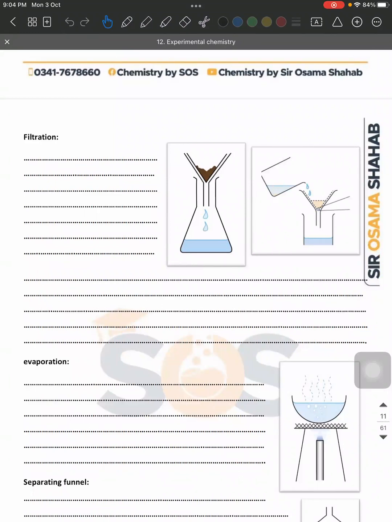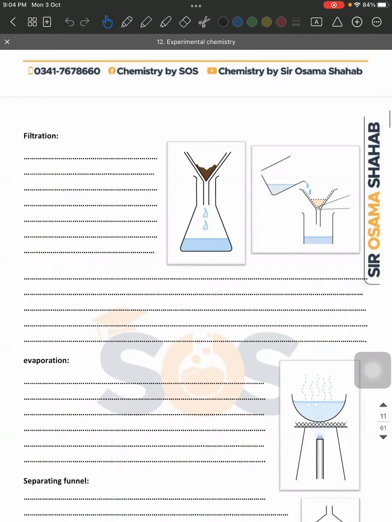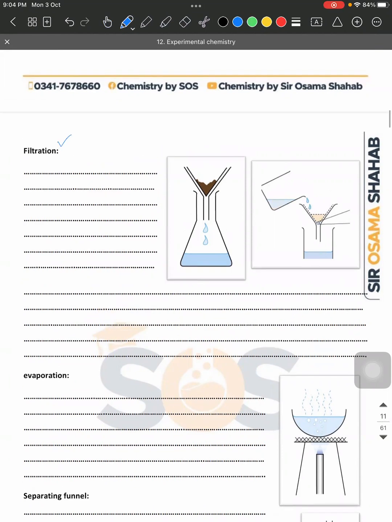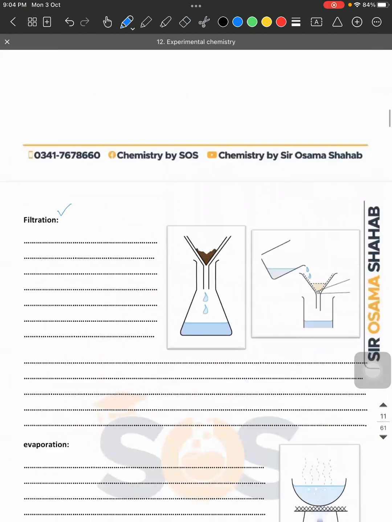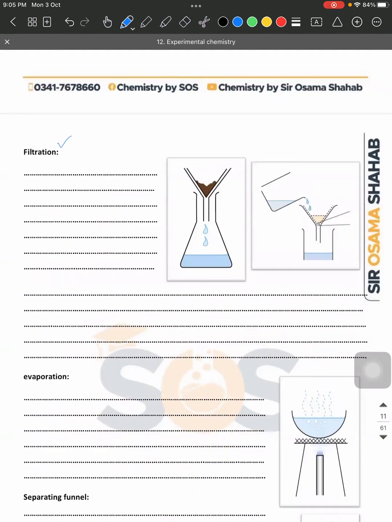The first one is filtration. So today we are moving towards filtration. Now, what is filtration and why do we do this? Filtration is one of the physical methods to separate two different substances, something like chemicals, by the filtration method.